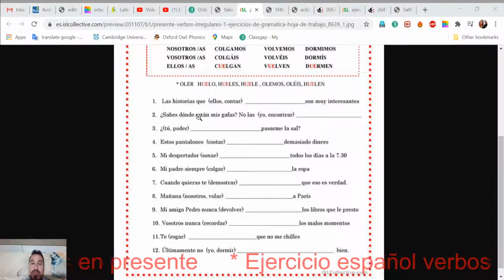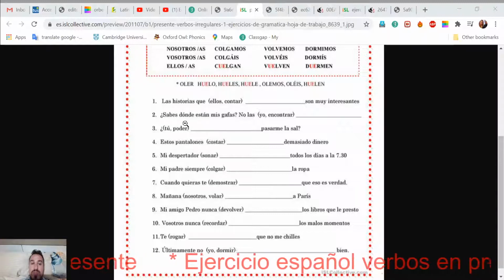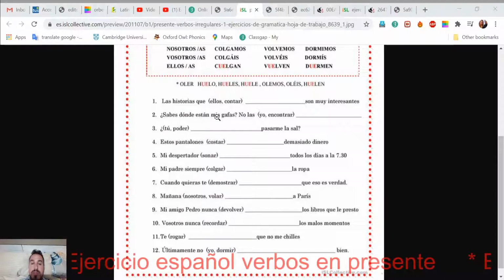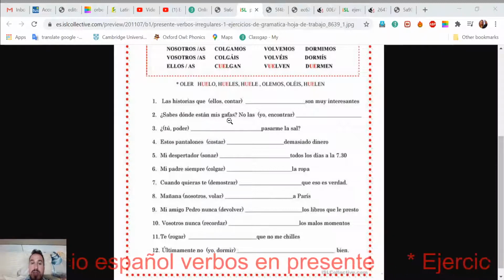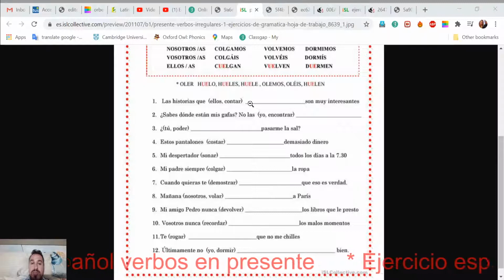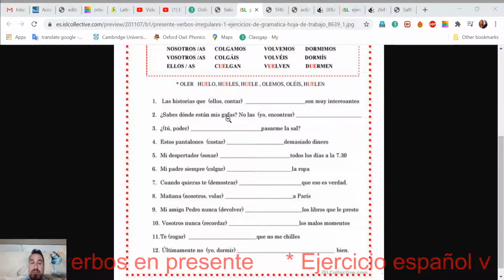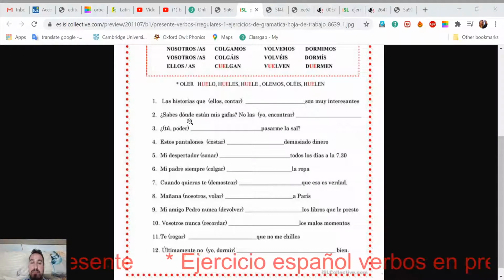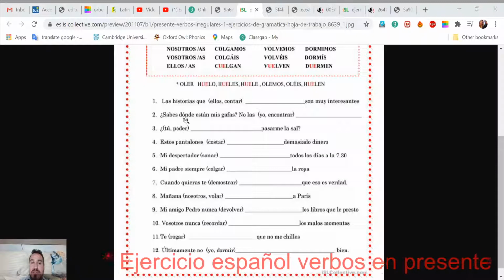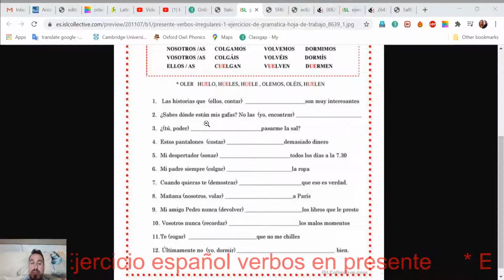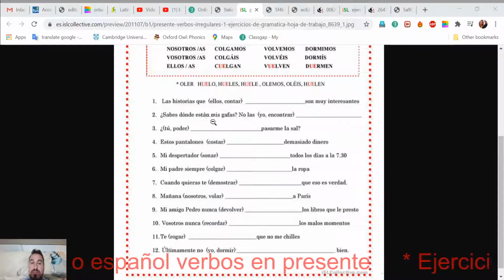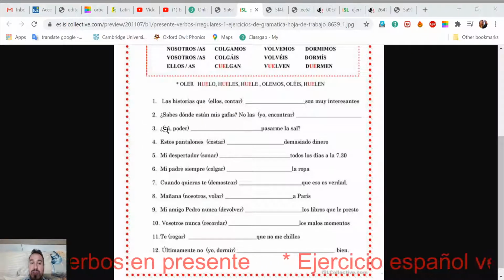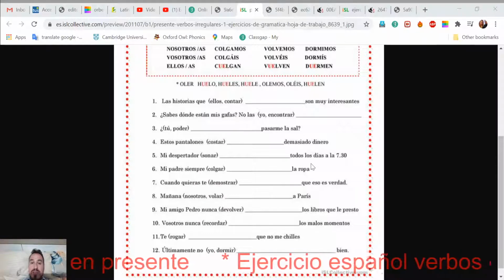2. ¿Sabes dónde están mis gafas? So do you know, ¿sabes? Where, ¿dónde? Are my glasses. So notice here the verb is placed before the subject. This is quite common in Spanish when you have a linking word. So like you have donde, okay, something like that. You should invert the verb and place it before the subject. Okay. So do you know where my glasses are?